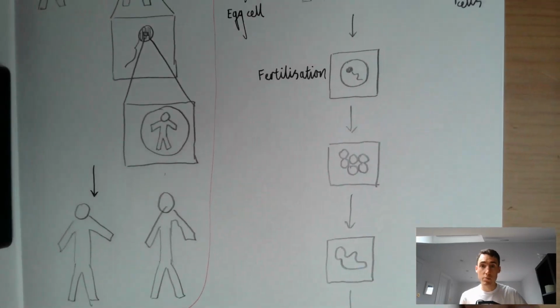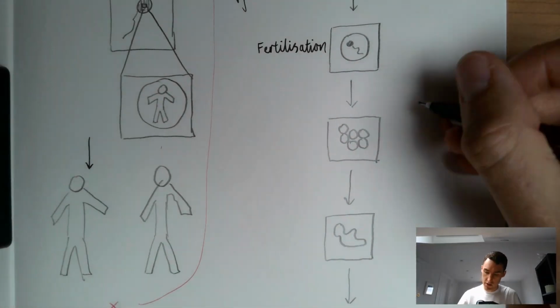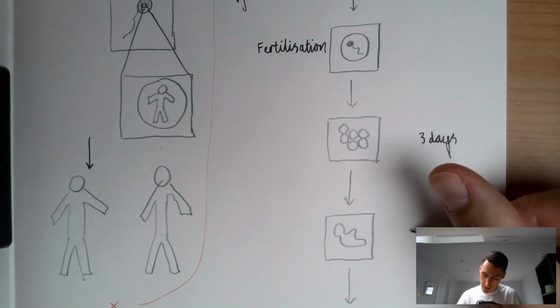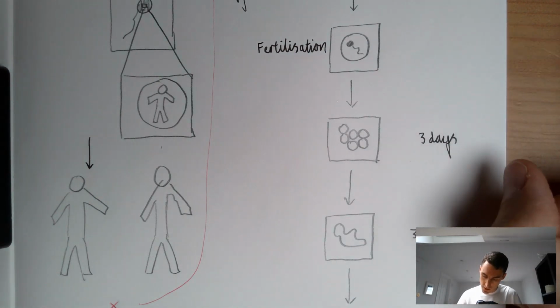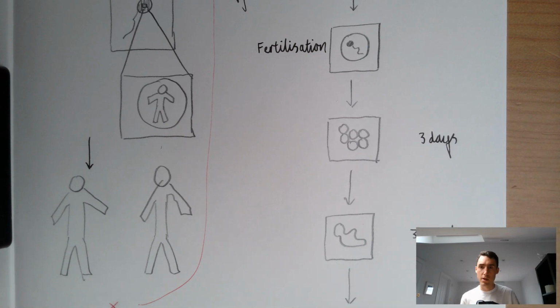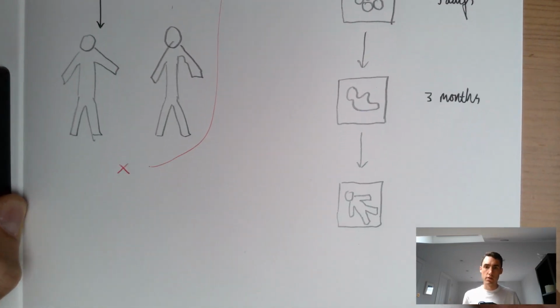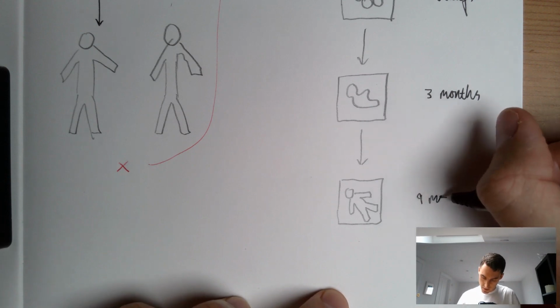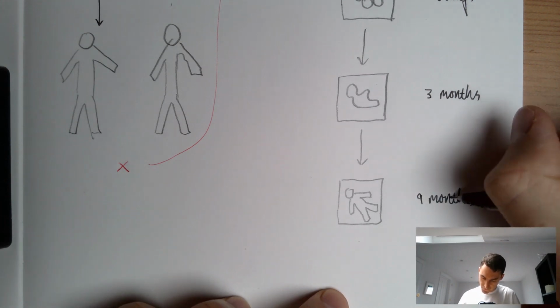And we can give students some times here. So this would be after about 3 days. It would look something like this, just a cluster of cells. This would be after about 3 months. It's recognisably a baby by this point. Well, my diagram's not the best, but hopefully you get the idea. And then after 9 months, the baby's ready to be born.